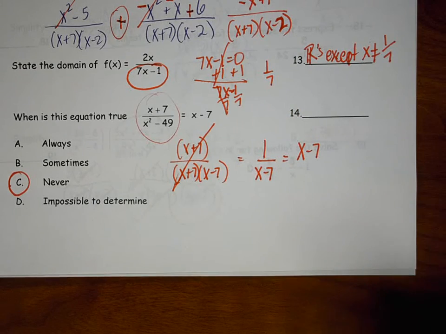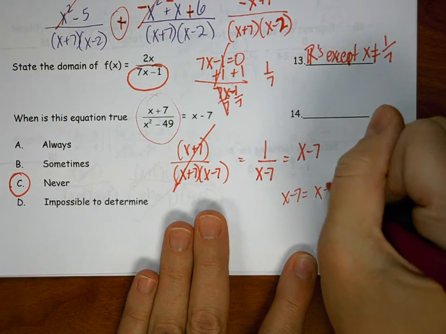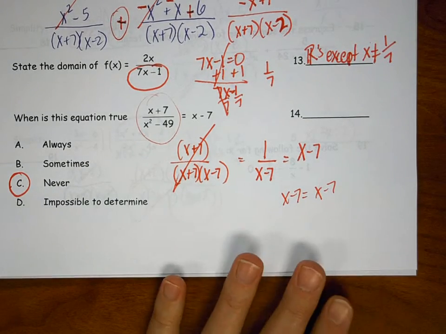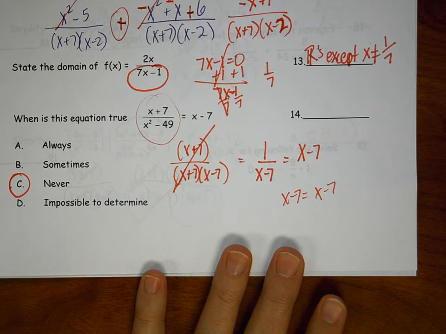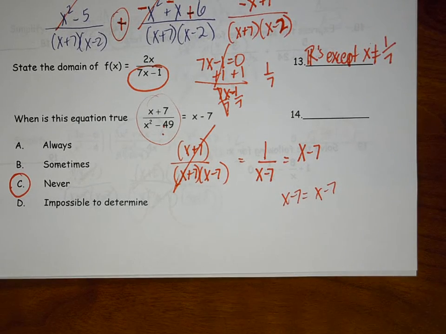If it was true, let's say that we ended up getting x minus 7 equals x minus 7. What would the answer be then? Not always. Sometimes. Because, why is it sometimes? Because it couldn't equal 7 or negative 7, because that would make a 0 in the denominator.